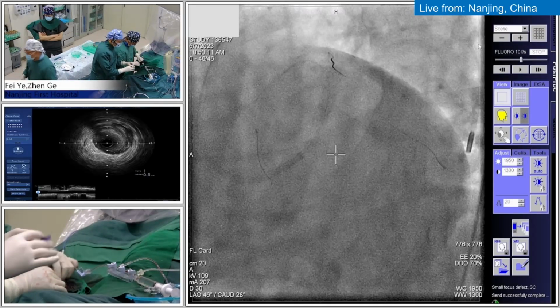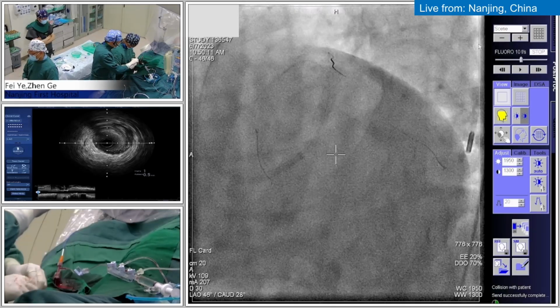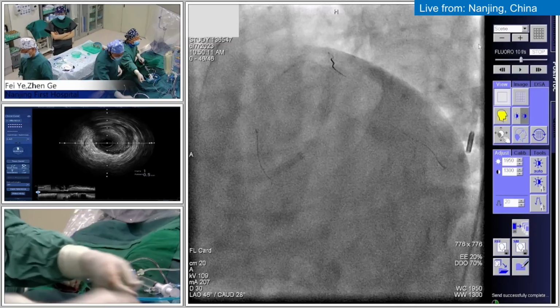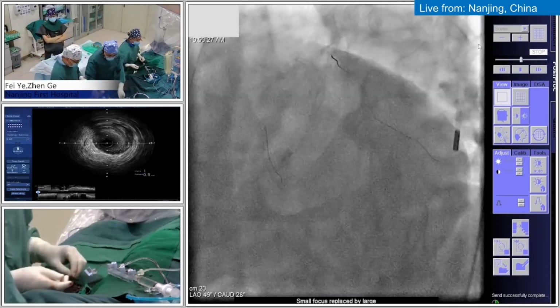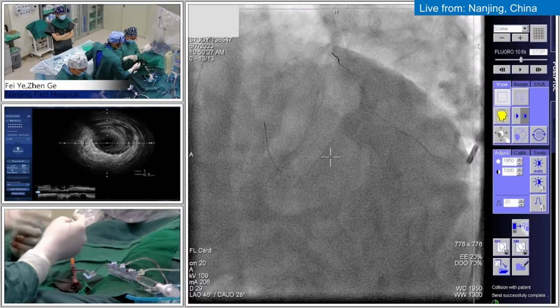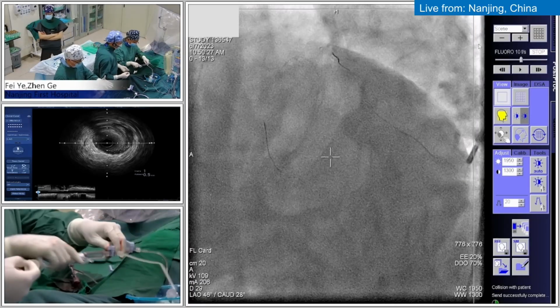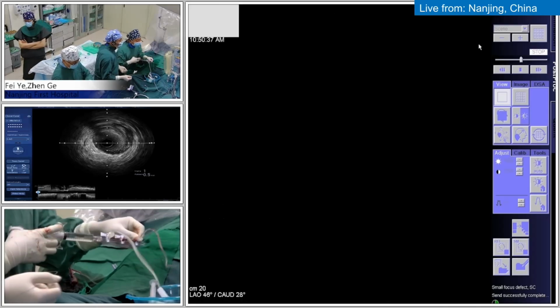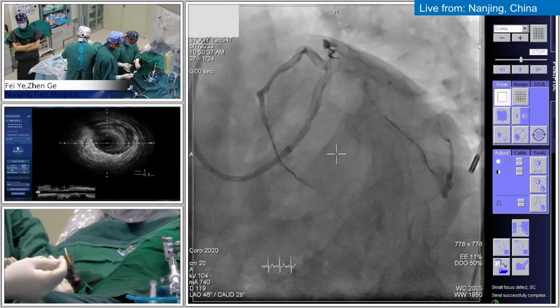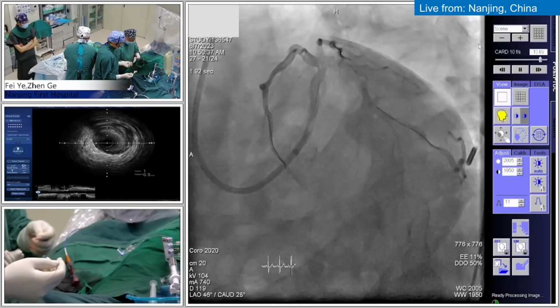3.5? 3.5. You want to postdilate the proximal LAD? Yes. After that, we check the IVUS. That's because postdilatation in the left main is with a 4.0 balloon. So what's the reference diameter of the left main? 5.5. Okay, five.